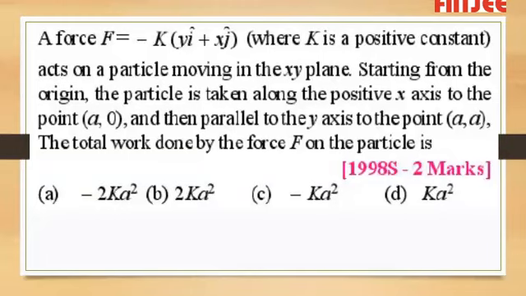Well, the question is: a force F is equal to minus K y i cap plus x j cap, where K is a positive constant, acting on a particle moving in the XY plane. Starting from the origin, the particle is taken along the positive x-axis to the point (a, 0) and then parallel to the y-axis to the point (a, a). The total work done by the force F on the particle is, out of the four options, we need to choose the correct one. So it is a previous year question, 1998.